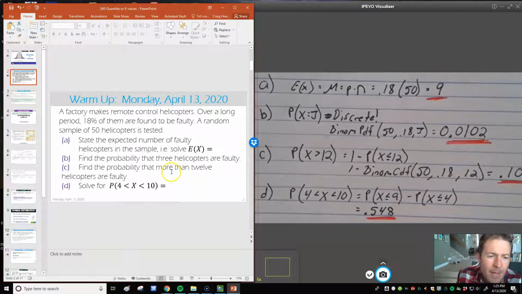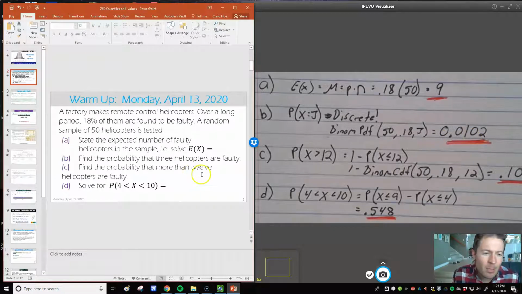All right, B, find the probability that 3 helicopters are faulty. Remember, this is a discrete variable. We can count this, so we're not in the continuous tool set. We're back into the discrete tool set, which is the binom PDFs or CDFs. If we want exactly 3, that's a binom PDF of 50 samples. 50 is our N, 0.18 is our P, and our X is 3, and there's what I got.